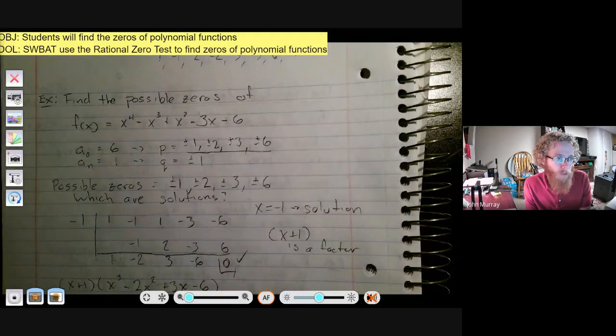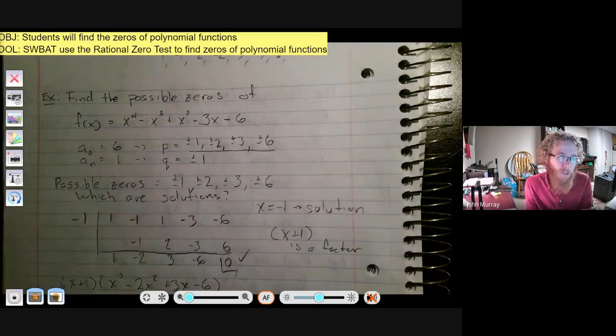And then we'll go over that tomorrow, and we'll move on with fully factoring everything.